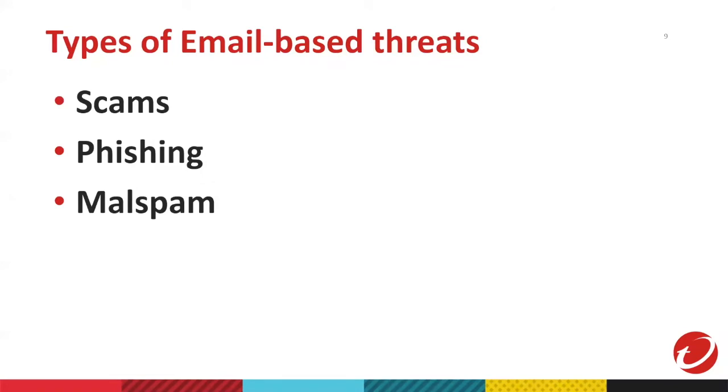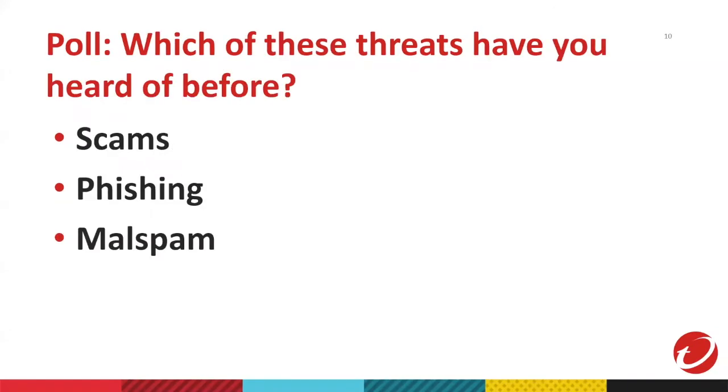So these are the types of email-based threats. And while there are certainly more out there, they can be summarized into three main types: scam, phishing, and malspam. But before we proceed, we will have a quick poll. I want to know which of these threats have you heard of before? Bob, can you help us pull our first poll? Sure. There you go. So I would like to remind everyone that you have about 20 seconds to answer this poll.